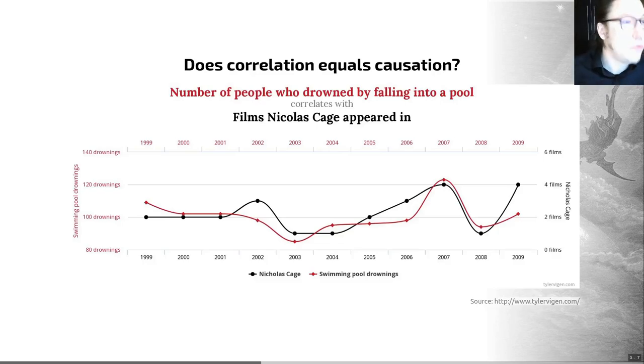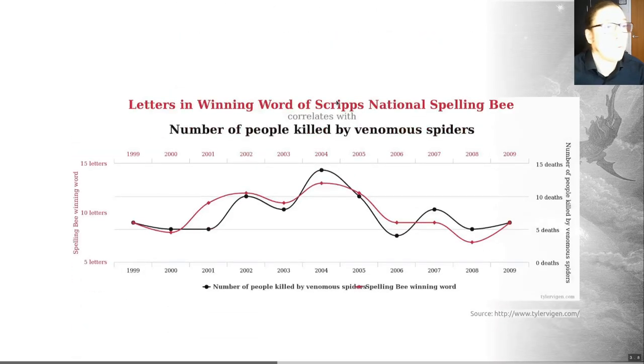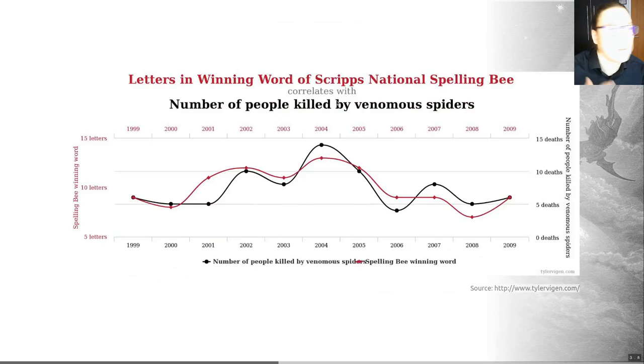Okay, so this is a graph that shows there is a statistically significant relationship between the number of people who drowned by falling into a swimming pool in the United States of America in any given year from 1999 to 2009 with the number of films that Nicolas Cage appeared in. Okay? So we have no reason to think that the number of films Nicolas Cage has appeared in has any causative mechanism that causes people to drown by falling into a pool. Okay? That's one example. We can do this with lots and lots of things.